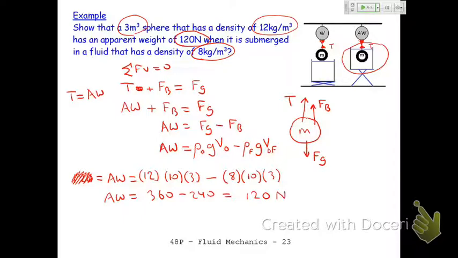Newtons. So what does that mean in terms of what we would see? When you had this thing dangling in the air, it would have a weight of 360 newtons. And when you had this thing in the fluid, it would have a weight of only 120 newtons, because 240 newtons has been cancelled out by the buoyant force.